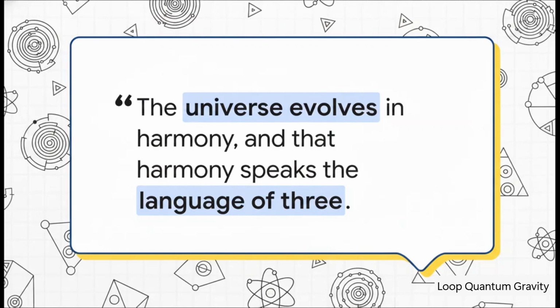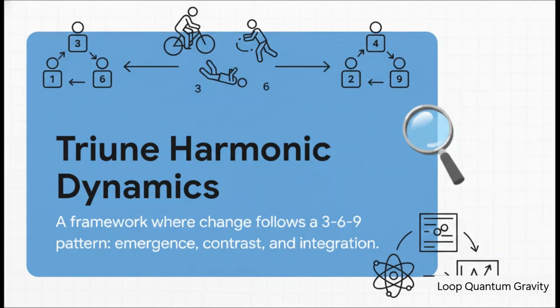Brown has spent his life searching for a universal pattern behind reality itself, and he noticed something amazing. From the way atoms bond, to how our cells grow, to how entire galaxies form, everything follows a universal rhythm. He said, the universe evolves in harmony, and that harmony speaks the language of three. Change isn't just random, you guys. It follows a harmony. Brown called this triune harmonic dynamics, or THD.